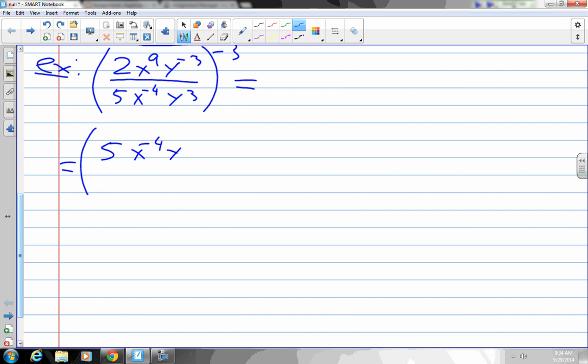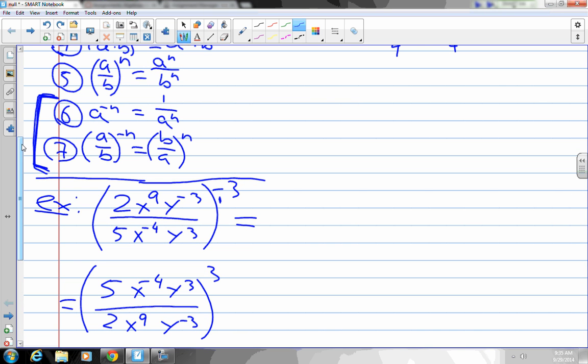5x to the negative 4th power y cubed over 2x to the 9th and y to the negative 3rd power, everything cubed like that. So you see, all I did, I changed the sign of the outer exponent by flipping the inside fraction entirely. Well, because of that negative. If I didn't have that negative, if I kept the outside negative, then yes, I'd have to change all the signs on the inside. But I'm just following rule number 7 that tells me if you want to lose the negative exponent, then just flip a fraction. I'm not making any other changes.